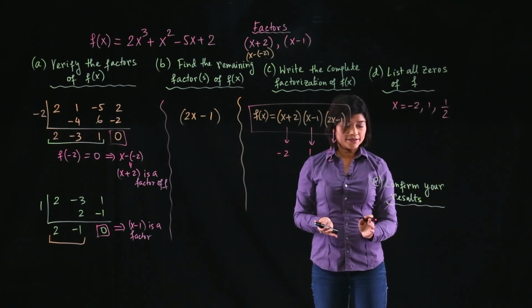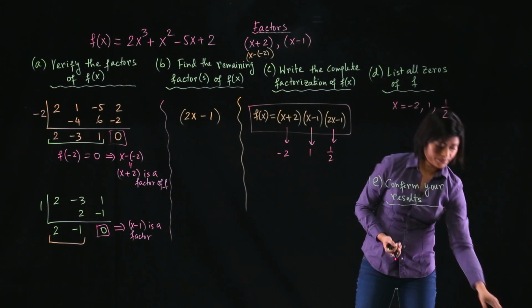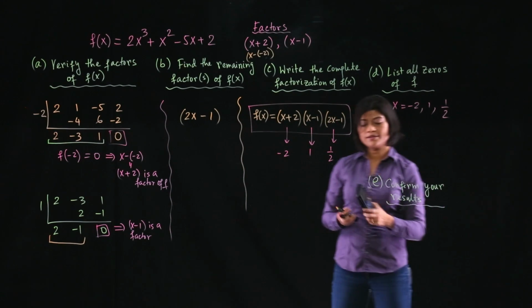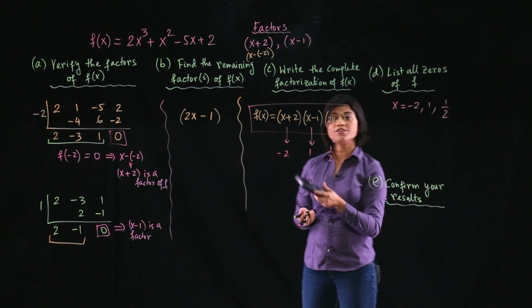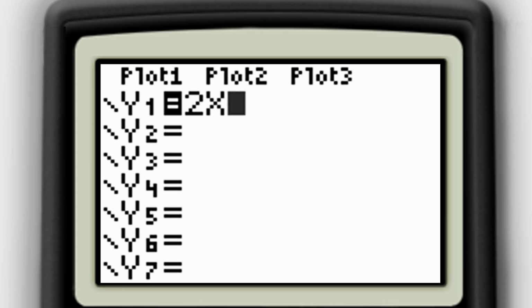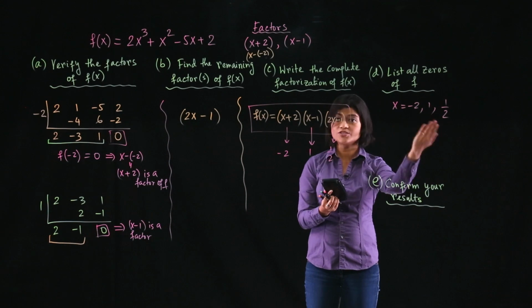All right, finally, we have to confirm our results using a graphing utility. You can take a graphing utility and write down the function that's given to us, 2x cubed plus x squared minus 5x plus 2. You see the graph, and you can see that the function does cross the x-axis at 3 places, so it has 3 zeros.